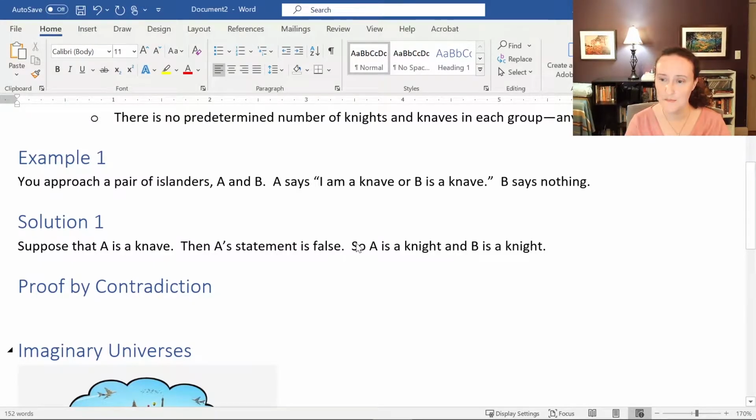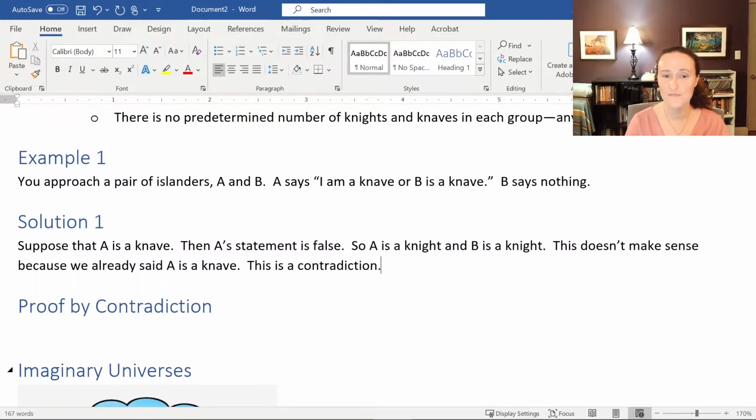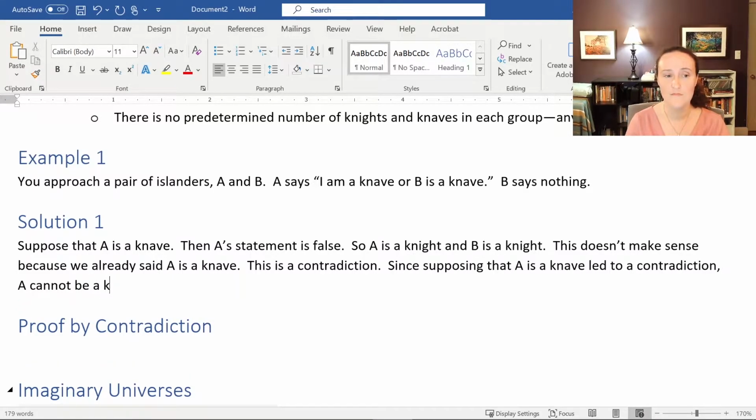So now what? Well, this doesn't make sense, right? Because we already supposed that A is a knave, and now we're finding that would mean that A is a knight. That doesn't make any sense. This is a contradiction. Okay, so basically it's impossible for A to be a knave. So A must be a knight.